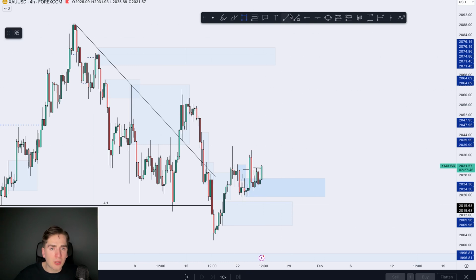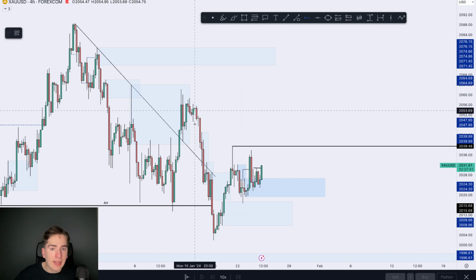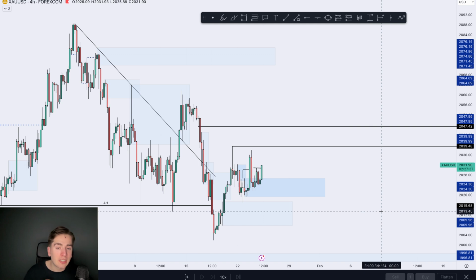If we do see that further upside continuation, obviously this is the first liquidity high target that we're targeting. And then second of all, we want to start moving in towards 2047. So first of all, 2039 is the main level that we're going to be gaining. And then after that, we're going to be moving in towards 2047.